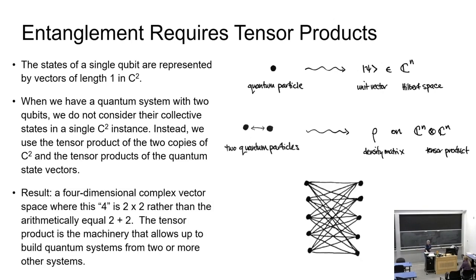So the result of thinking through this is that we're going to get a four-dimensional complex vector space in our entanglement of two qubits, as an example, where the 4 is 2 times 2 rather than 2 plus 2. And the tensor product is the machinery that's going to allow us to build these quantum systems from two or more other systems. And the notation for working with these tensor products starts out as kind of bulky, but the Bra-ket notation comes in to rescue us, and we'll get it simplified.